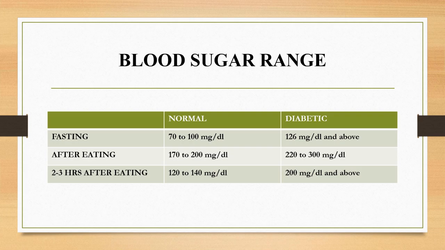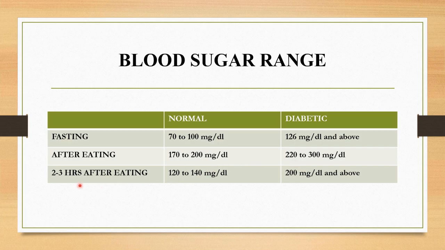Let's see the normal blood sugar range. In fasting, for a normal person, the blood sugar is between 70 to 100 mg per deciliter, and for diabetes, it will be 126 mg per deciliter and above. Soon after eating, for a normal person, the blood sugar is between 170 to 200 mg per deciliter. For a diabetic patient, the blood sugar ranges between 220 to 300 mg per deciliter.